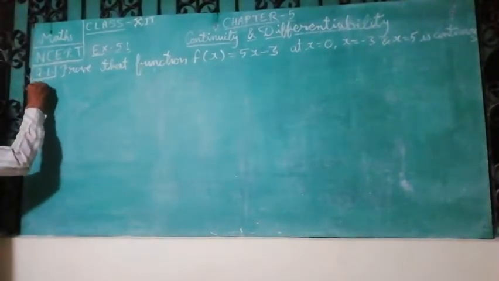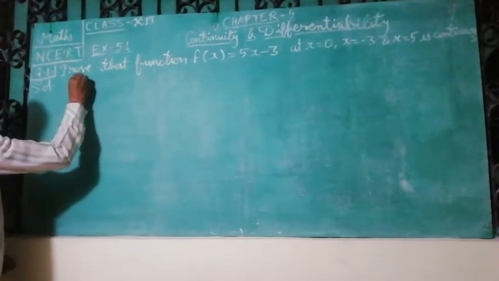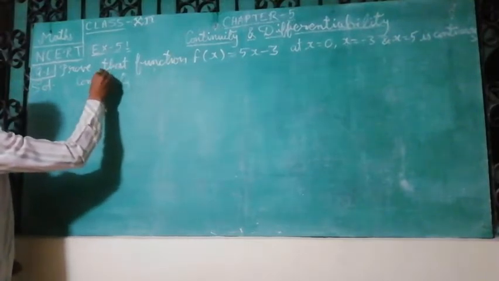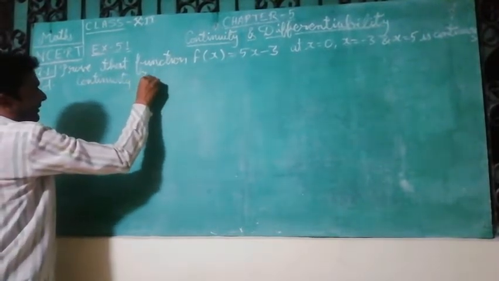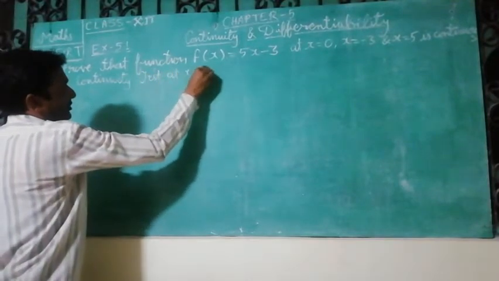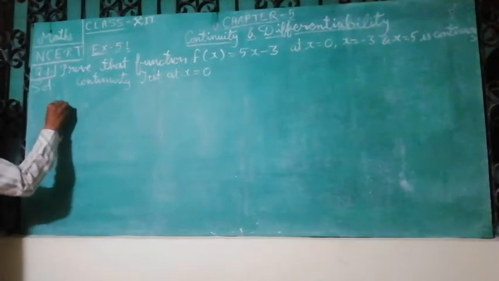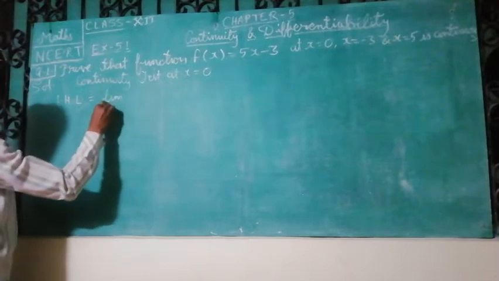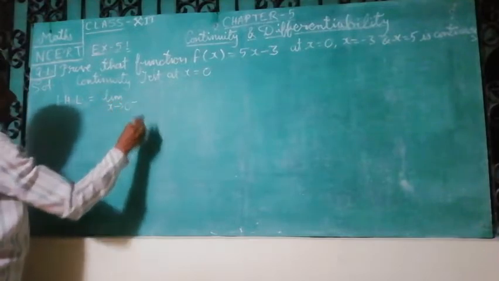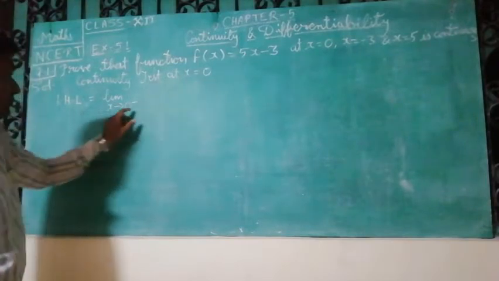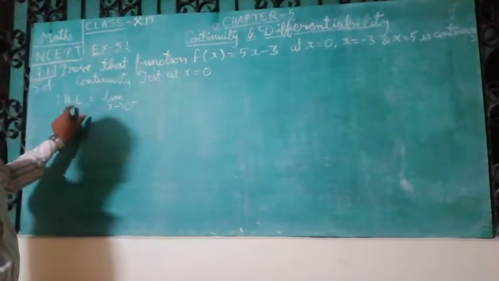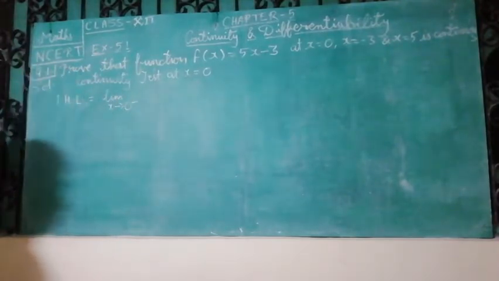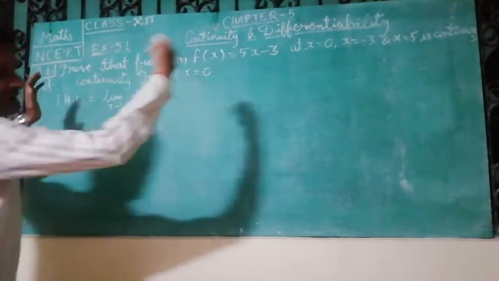See, in the solution, first of all, the continuity test at x = 0. So LHL is what? It is the limit as x tends to 0 minus, because we are checking at 0. So we write here LHL, the left hand limit. Left hand limit means what? The left side of 0 is 0 minus and the right side of 0 is 0 plus.